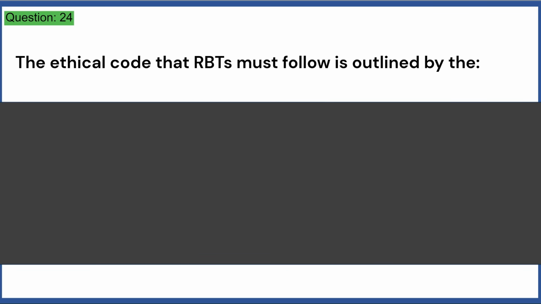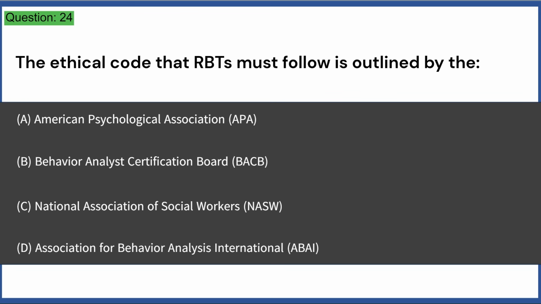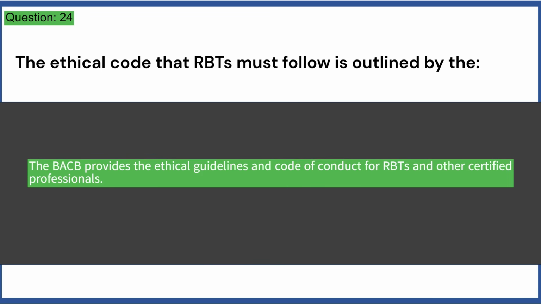The ethical code that RBTs must follow is outlined by the: A. American Psychological Association, APA, B. Behavior Analyst Certification Board, BACB, C. National Association of Social Workers, NASW, D. Association for Behavior Analysis International, ABI. Answer, B. The BACB provides the ethical guidelines and code of conduct for RBTs and other certified professionals.